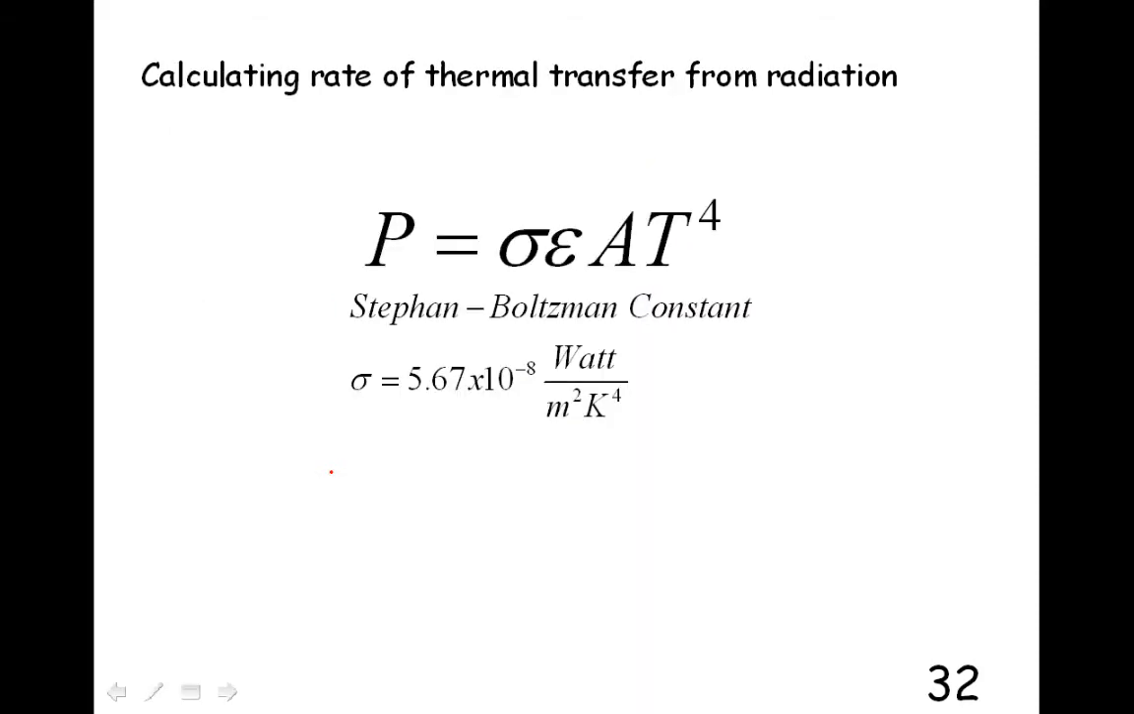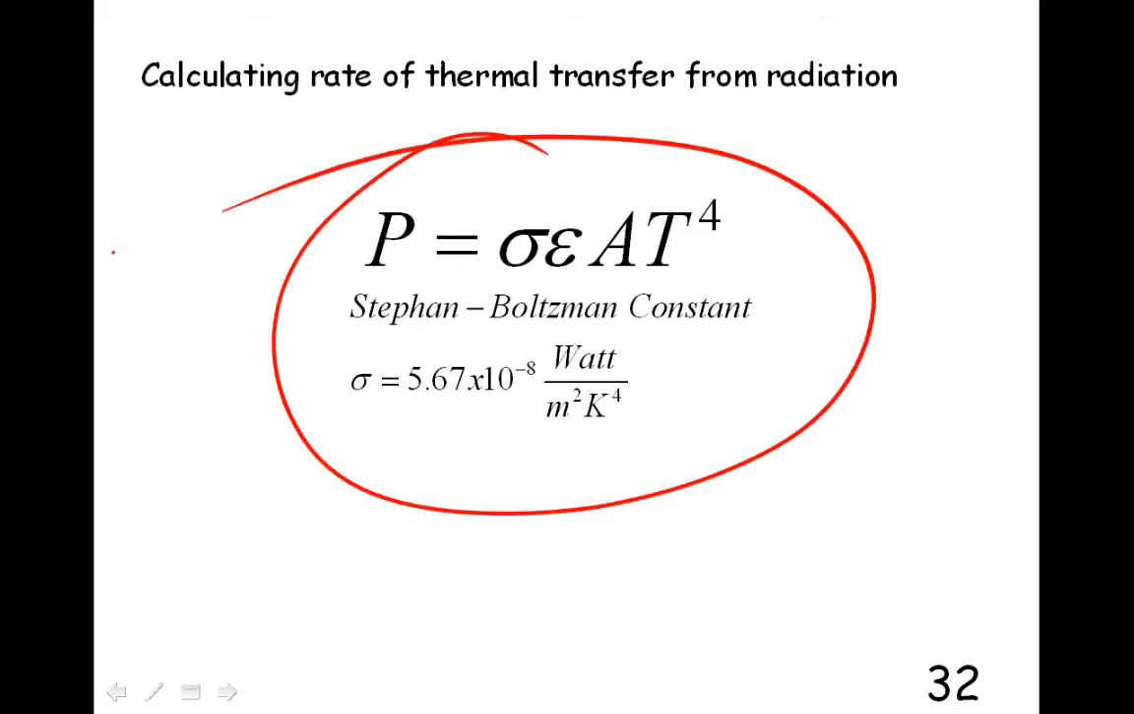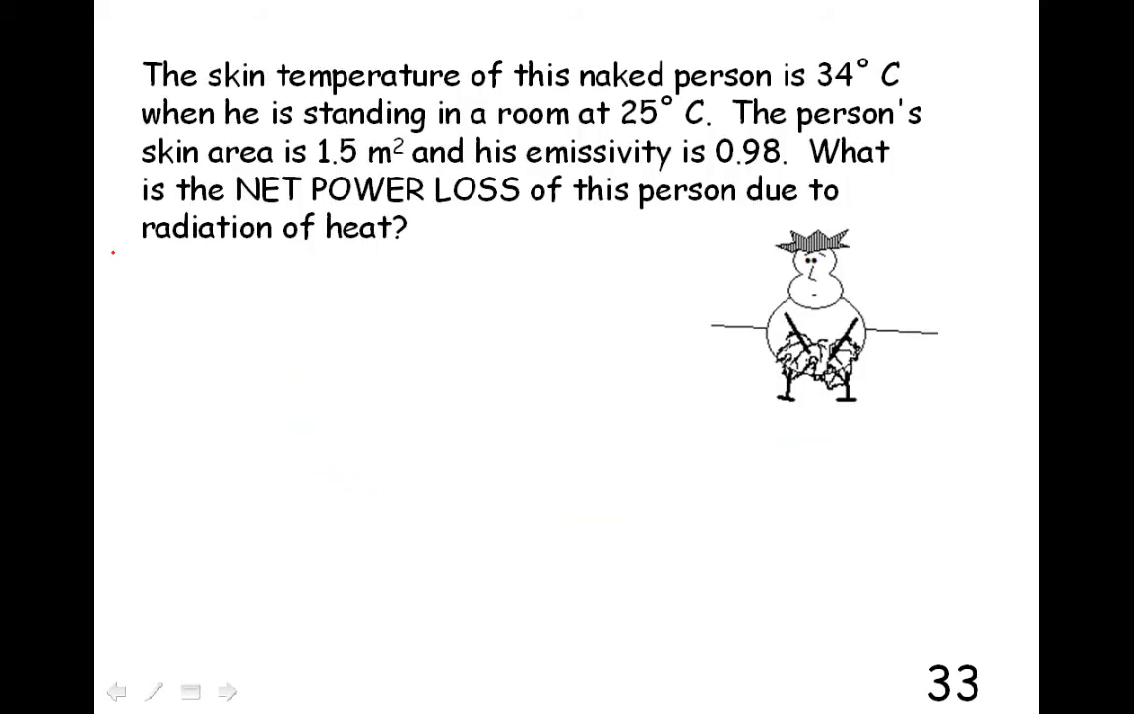Okay. Well, we can calculate the rate of thermal transfer by radiation using this particular equation. And we'll illustrate that with a very engaging problem. Skin temperature of this naked person is 34 degrees. I think I used 35 degrees. Let me make a note to change that. 35 on page 33. People hate when I have these arrows in here. When he's standing in a room at 25 degrees C, the person's skin area is about that. His emissivity is 0.98. What's the net power loss of this person due to radiation of heat?